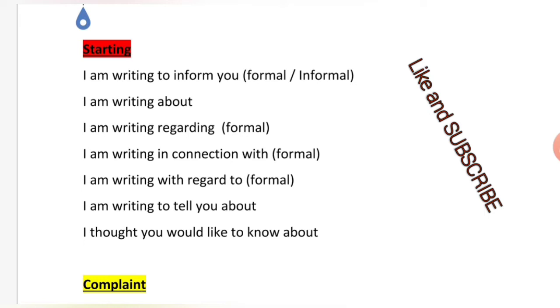Then I'm writing about, I'm writing regarding, I'm writing in connection with, I'm writing with regard to, I'm writing to tell you about, I thought you would like to know about. Like I have mentioned in the bracket, that is formal. So these sentences are preferred in formal writing, and you can use them in semi-formal as well. But for informal, the other words you can use.